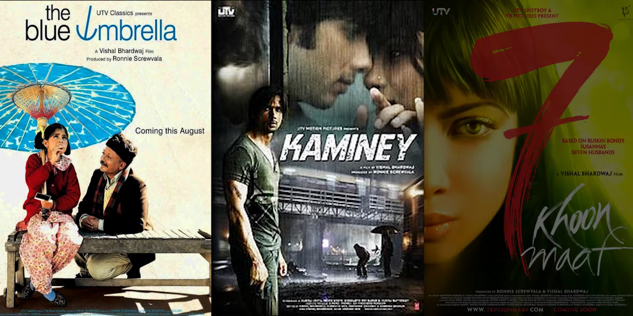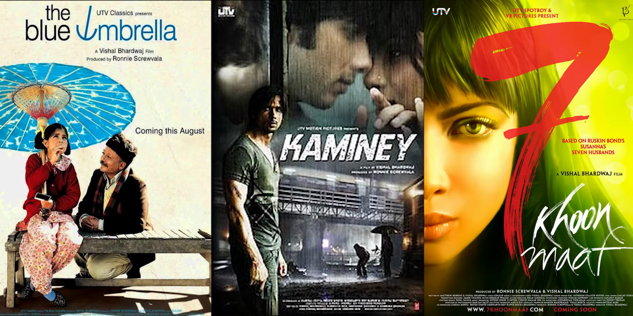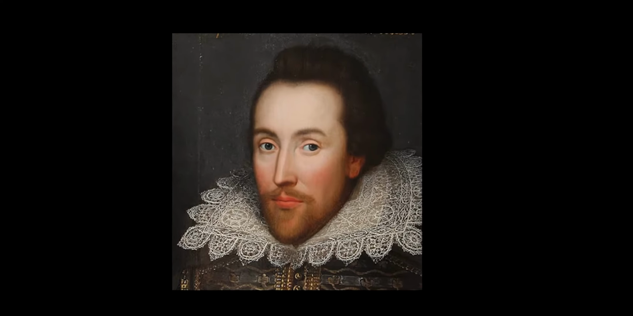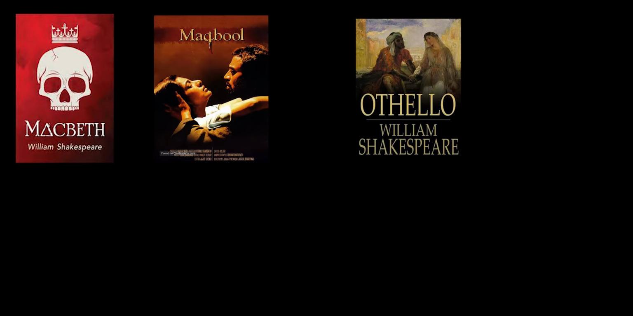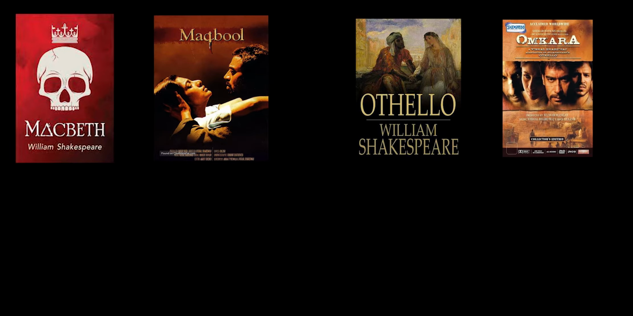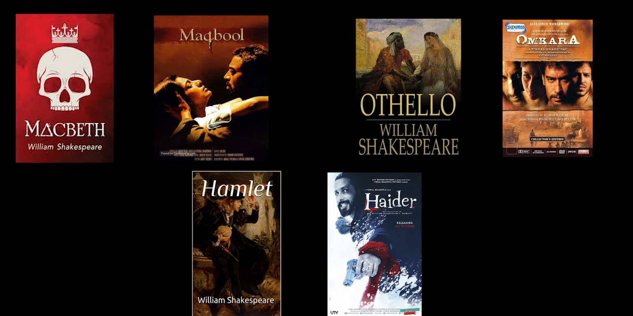Vishal Bhardwaj's filmography includes many interesting projects such as The Blue Umbrella, Kaminey, and Saat Khoon Maaf, but he is most notable for his Indian adaptations of three Shakespeare tragedies: Macbeth, for which he made Maqbool, Othello, for which he made Omkara, and Hamlet, for which he made Haider. He had very compelling takes on these materials, especially in his local cultural and social context.